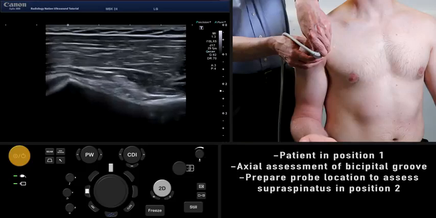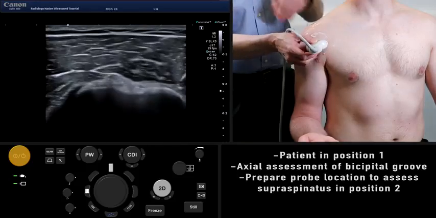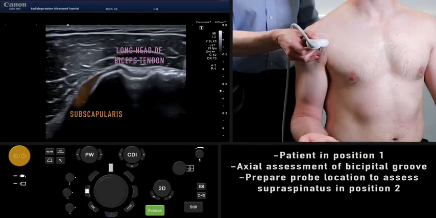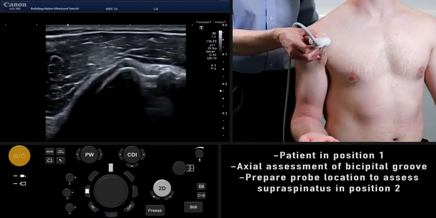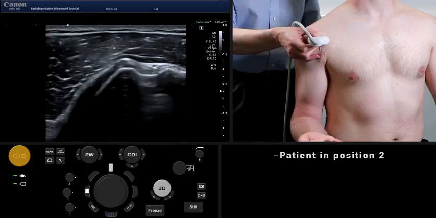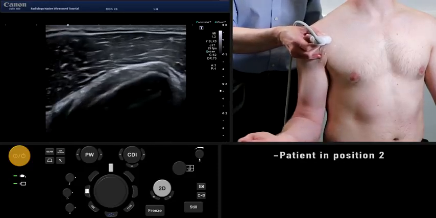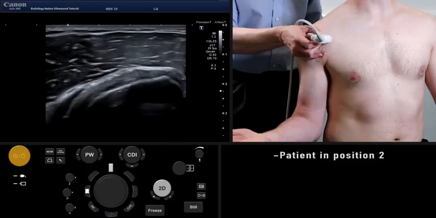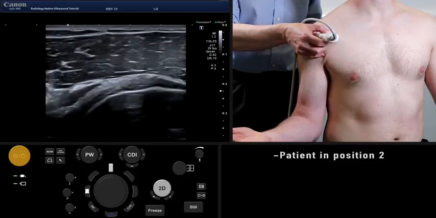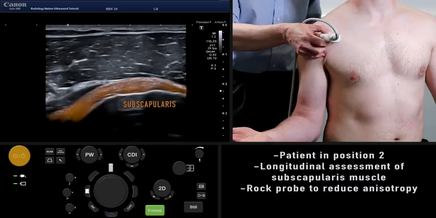Turn back through 90 degrees to the axial plane and slide cranially up the bicipital groove. The bicipital groove is covered by the transverse humeral ligament, which receives some fibers from the subscapularis. Now ask the patient to slowly rotate their arm into position 2. As before, rock the probe in plane with the fibers to ensure the anisotropy artifact is not misinterpreted.